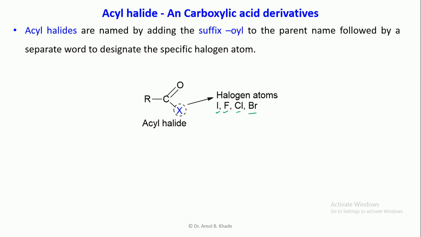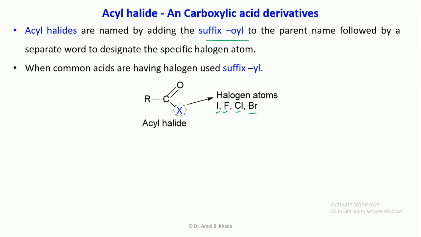In such a case, whenever you see the acyl halide structure, you have to use the suffix oyl, and you have to find out the parent name. The parent name is followed by a separate word to designate the specific halogen atom. Commonly, with the common compounds, we use the suffix yl. Let's say I am drawing the structure of CH3CH2Cl. In this case, the parent chain is ethyl, so yl is used and we write ethyl chloride.